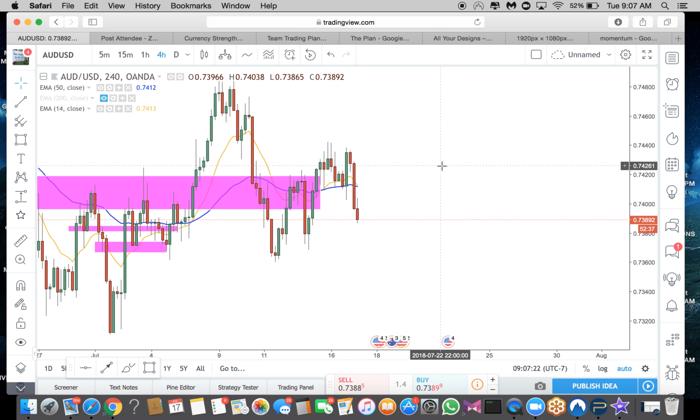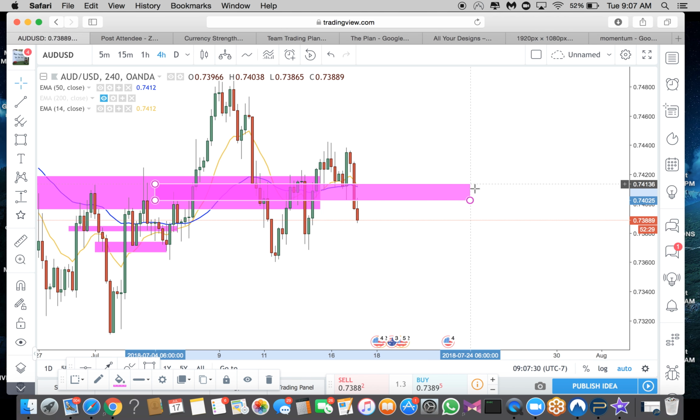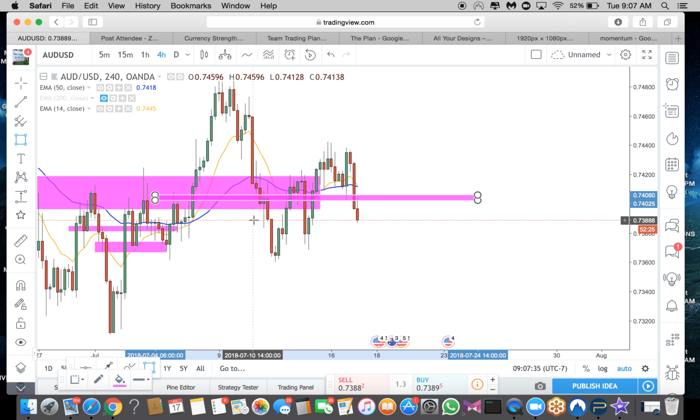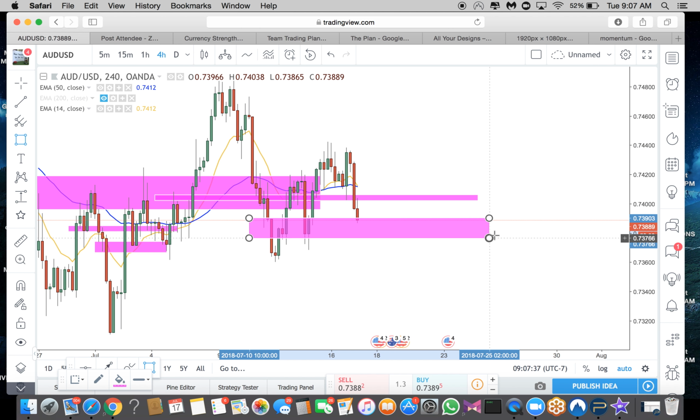This looks like it could have been good. This is pretty textbook too, actually, because we're in between zones. We are in between zones. So this is the structure that we broke. I like this one a lot. And this was the next structure for price to go to.